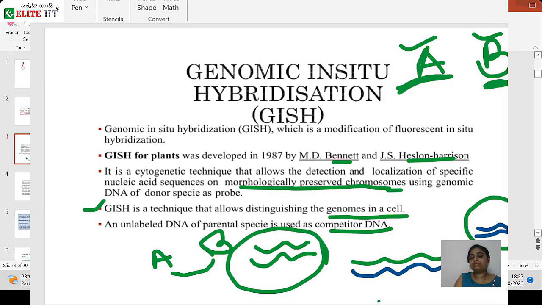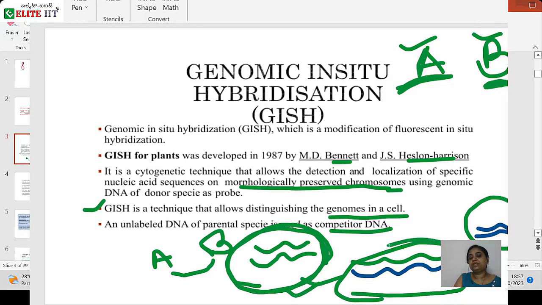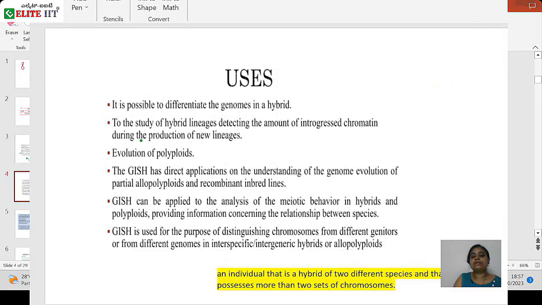So what will happen? You can get one hybridized compound which is labeled with this probe, and you can compare whether the same type of genome is present here in the hybrid or not. Whether sequence similarity is there or not, you can identify that. Okay, now what are the uses?